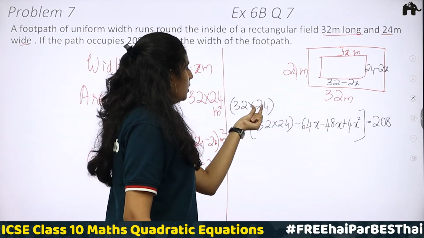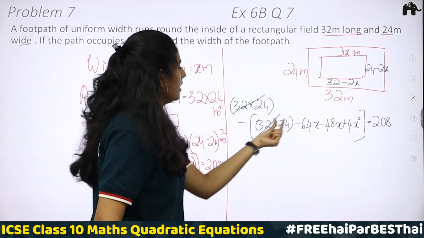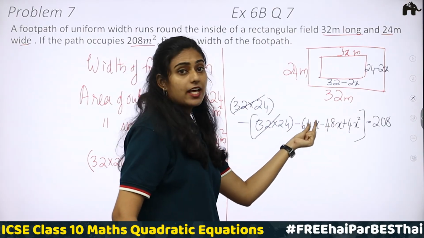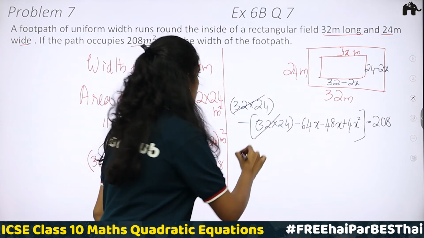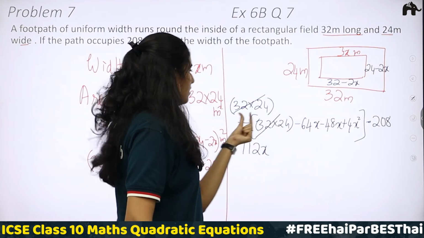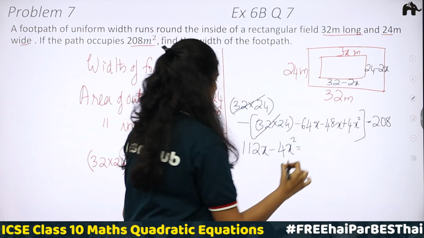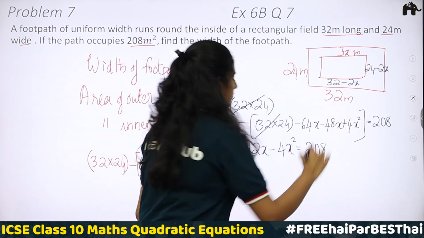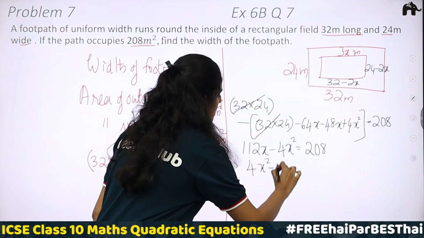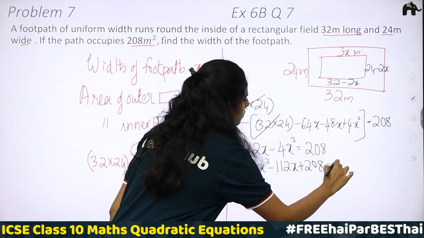32 into 24 minus 32 into 24, they can be cancelled. Here we have minus 64x minus 48x, that is minus 112x. Minus into minus becomes plus, plus 112x. Then 4x square. Negative sign is there. Therefore, minus 4x square is equal to 208. Rearranging this, we get 4x square minus 112x plus 208 is equal to 0.